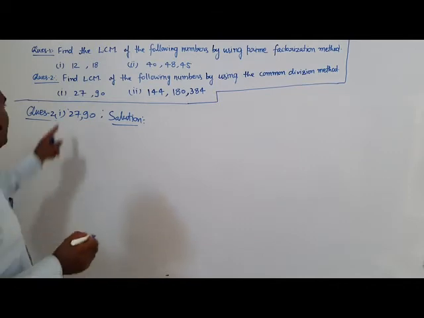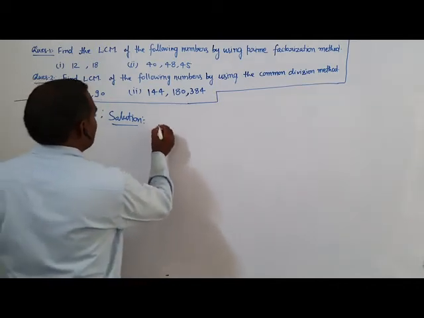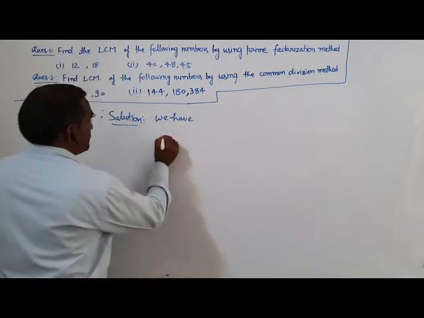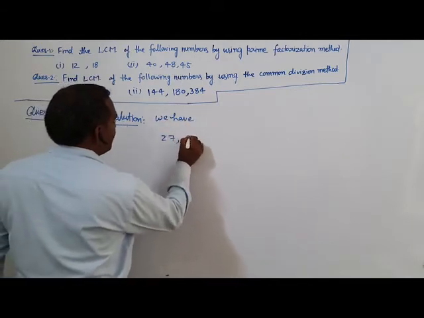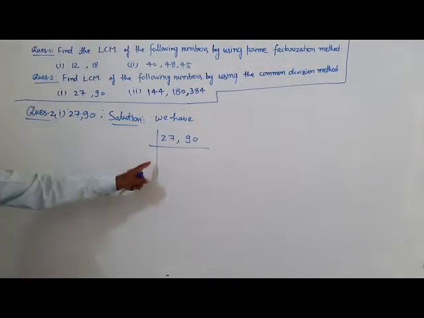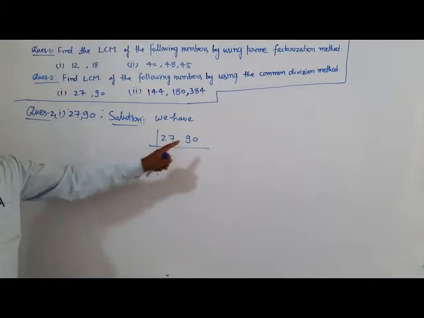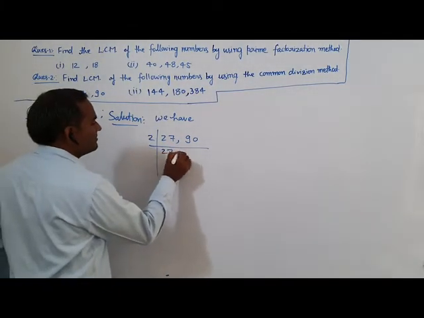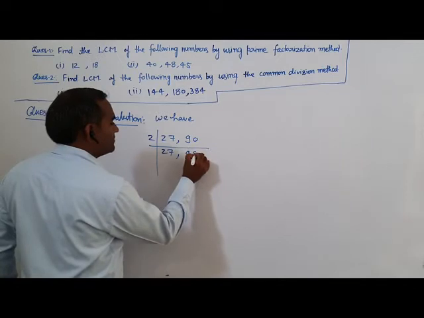In this method you have to write these numbers in a row. You have 27 and 90. We use a comma to separate the numbers. Now we divide it. 90 is divisible by 2, but 27 is not divisible. 2 fours are 8, 2 fives are 10.